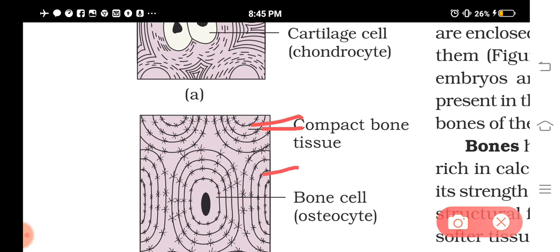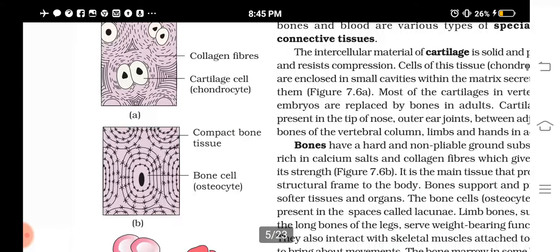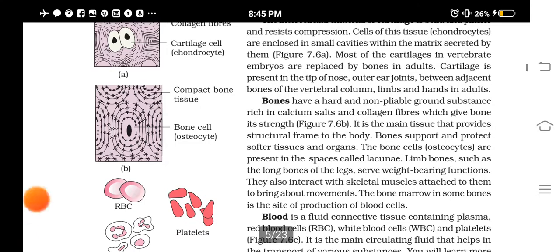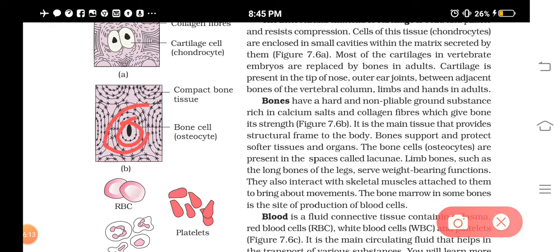And these lacunae with the osteocytes are arranged in concentric rings. Okay, you can see them arranged in concentric rings. The osteocytes will be in a cavity, and that cavity is known as lacunae. This lacunae and the osteocytes in them form the concentric rings. You can see here.